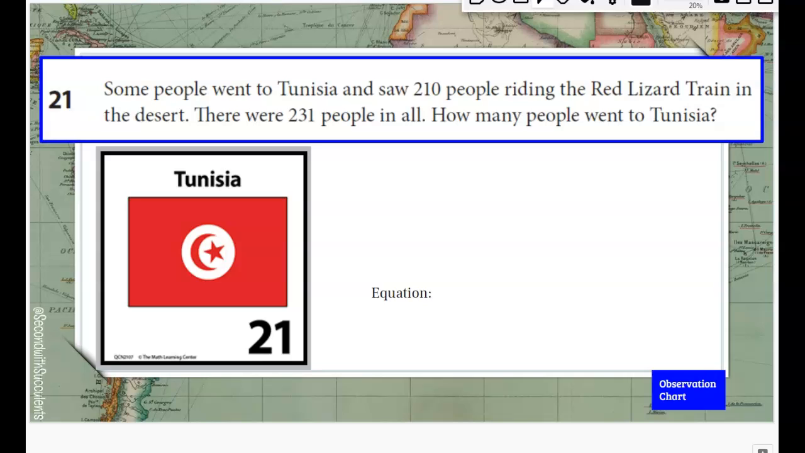When I read it this time, be thinking about your equation. Some people went to Tunisia and saw 210 people riding the red lizard train in the desert. There were 231 people in all. How many people went to Tunisia? Now remember, your job is to solve this problem in Seesaw and show your teacher how you did.